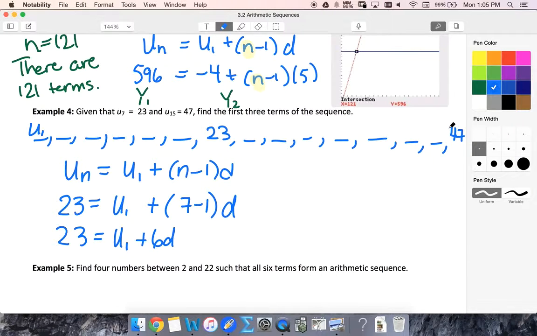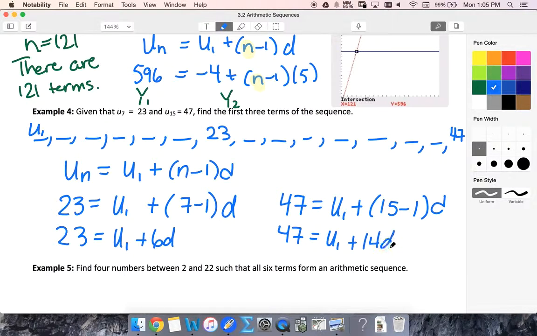I can do the same thing for 47. 47 is my 15th term, so 47 equals the first term, which I don't know, plus 15 minus 1. So 47 equals U1 plus 14d.